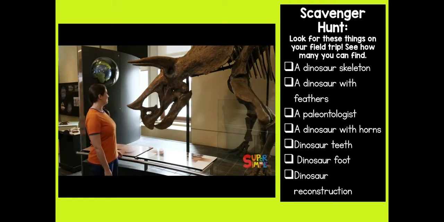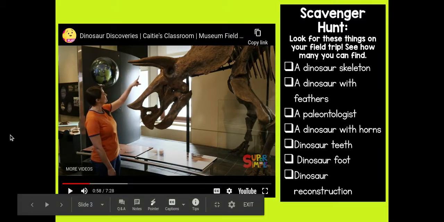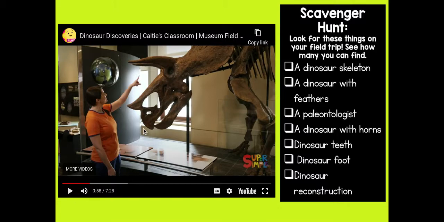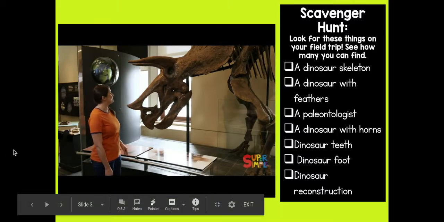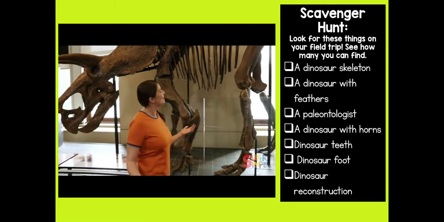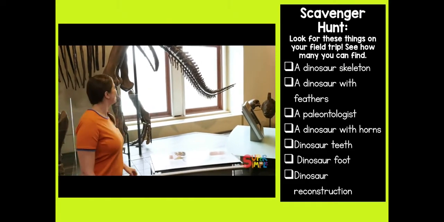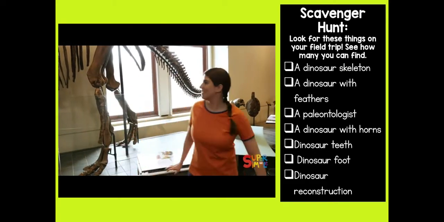Triceratops. Wow. See his horns? Oops, so that's on our scavenger hunt list. We found a dinosaur with horns. It's amazing just how big dinosaurs are. And look, a big tail. Wow.